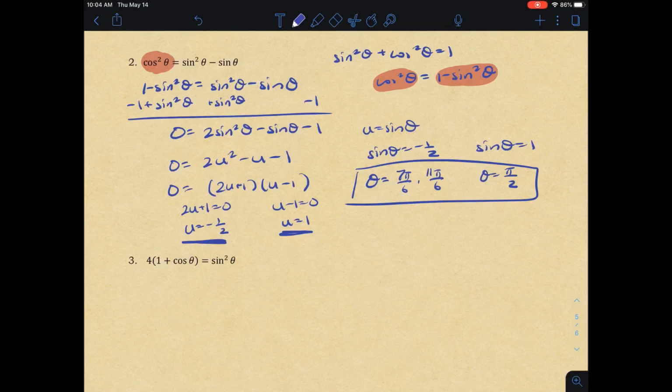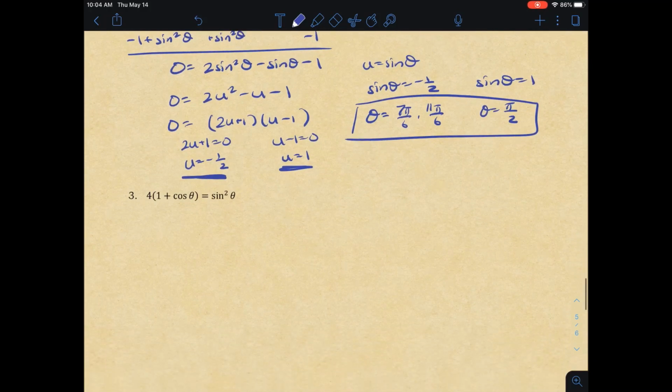But look at how we did number 2 here, right? How we rewrote this all in terms of sine, right? Using our Pythagorean identities. And then from there, we ended up with an equation in quadratic form. So you want to move everything to one side, you want to factor, and in the end, make sure you solve for theta, okay?